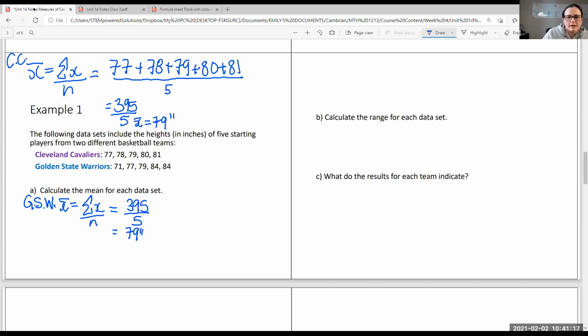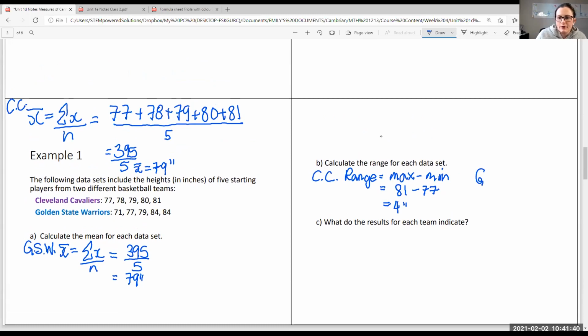Calculate the range for each data set. So the Cleveland Cavaliers, the range is equal to the maximum data value minus the minimum data value. For the Cleveland Cavaliers, that's 81 minus 77. This is equal to 4 inches.